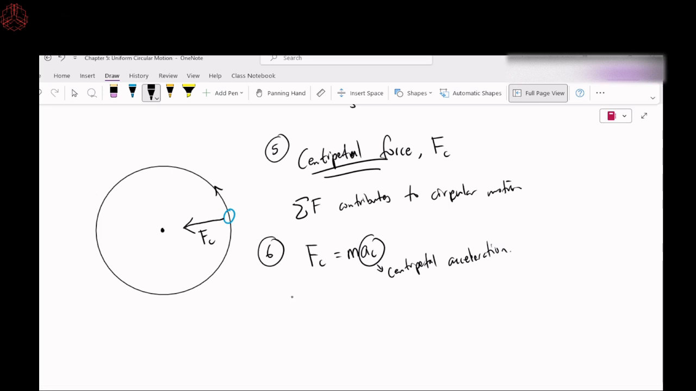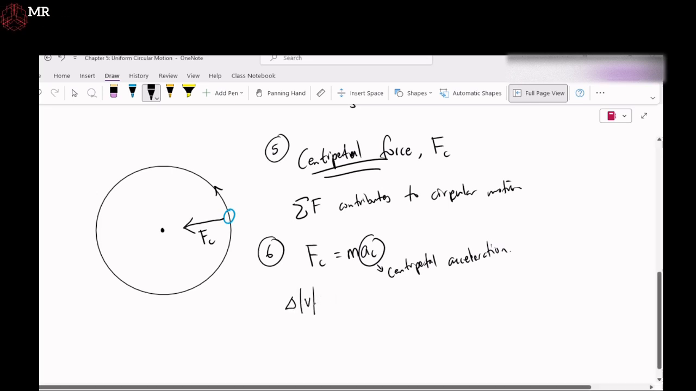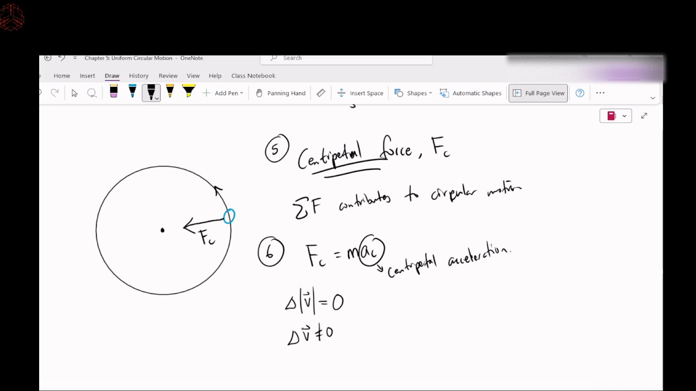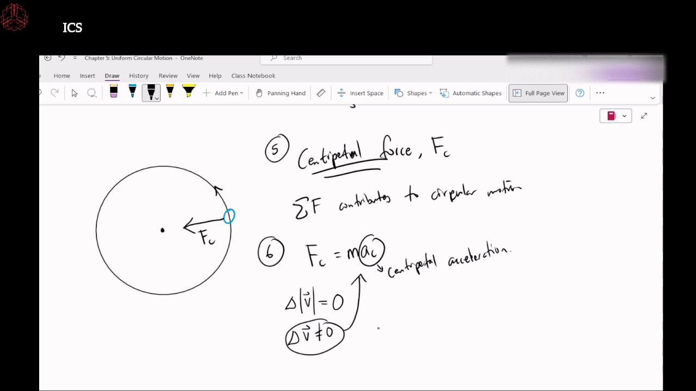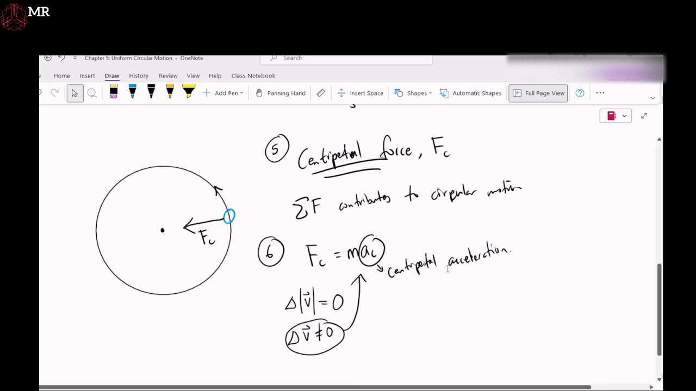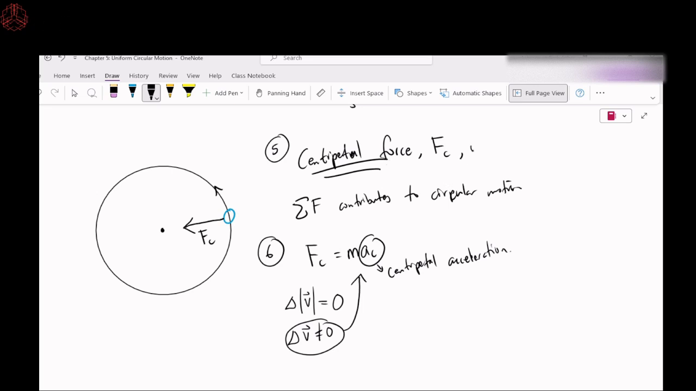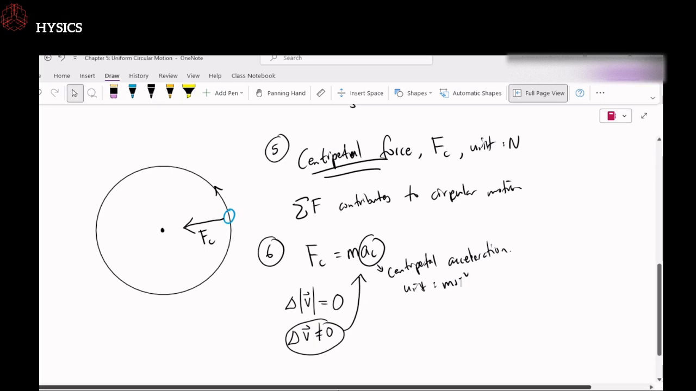So whilst the speed of the object is constant, its velocity will not be constant. And when its velocity changes, then we can calculate some centripetal acceleration that causes the object to change direction. Of course, centripetal force will have units of Newton. Centripetal acceleration will have units of meters per second per second.